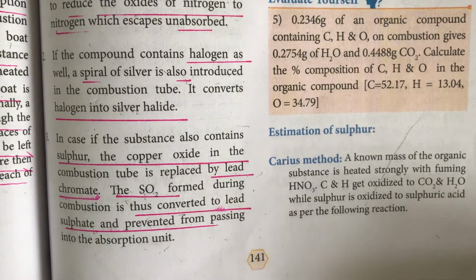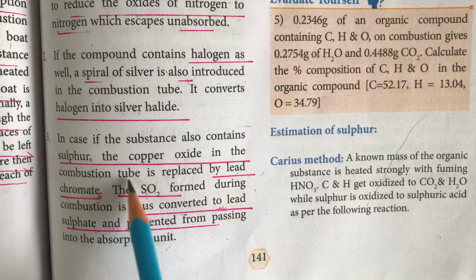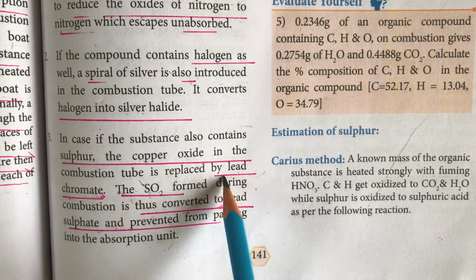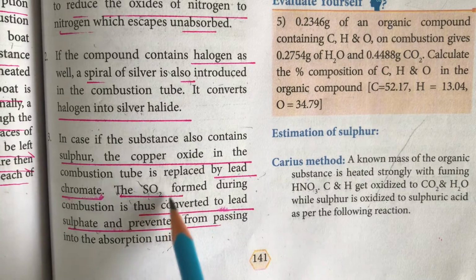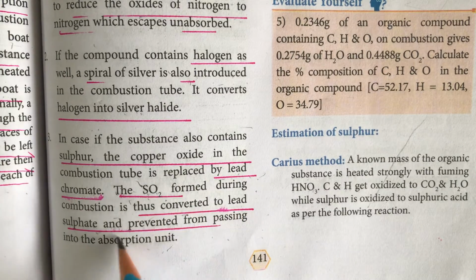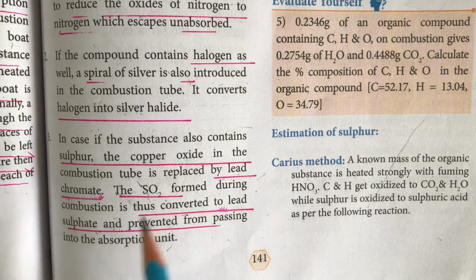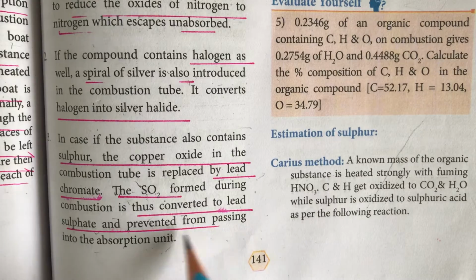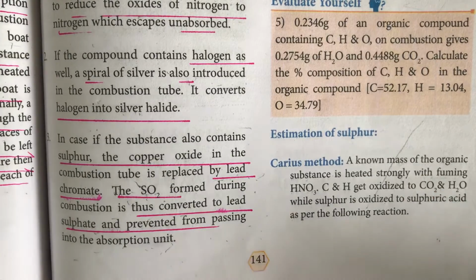And if there is any sulfur present, the copper oxide in the combustion tube is replaced by lead chromate, thereby the sulfur dioxide present in the organic compound is converted to lead sulfate, thereby the interference is prevented from passing into the absorption unit.